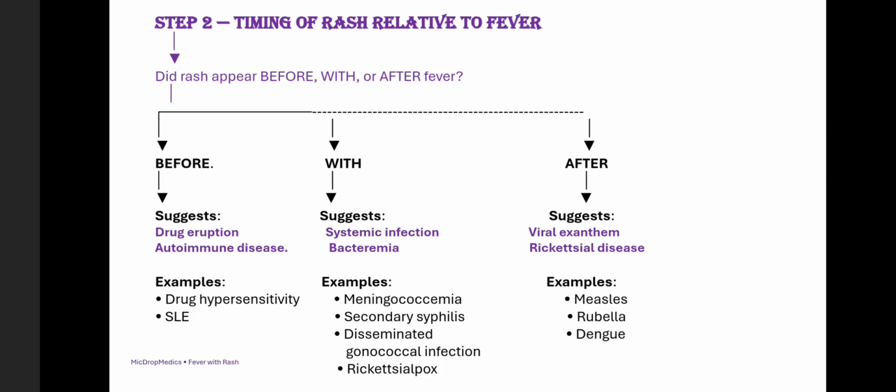If the rash appeared with fever, this is a red flag for systemic invasion. The bacteria or virus have already entered the bloodstream. Think meningococcemia, secondary syphilis, or disseminated gonococci. If the rash appeared after fever, this is the classic viral signature where the fever burns and as it peaks or breaks, the rash makes its grand entrance. So in step 2, the calendar is your best diagnostic tool.